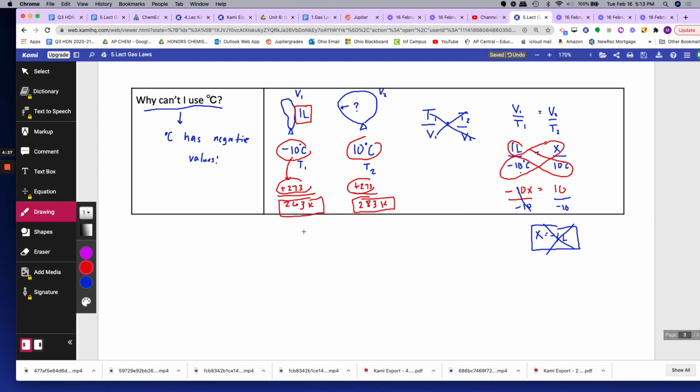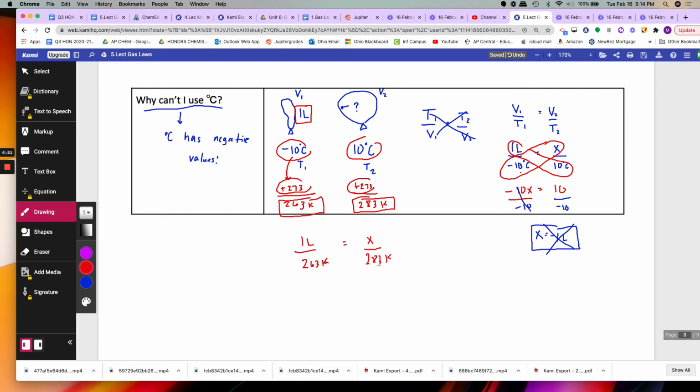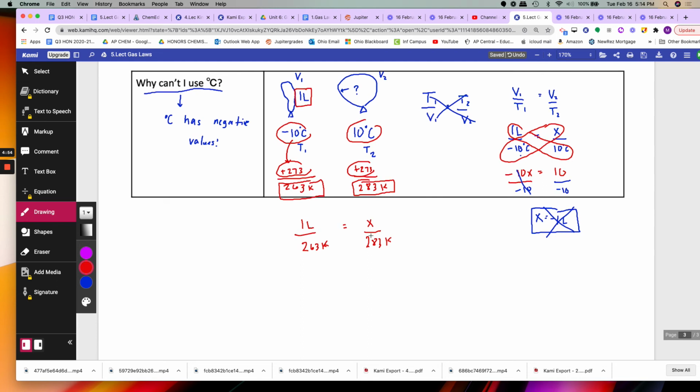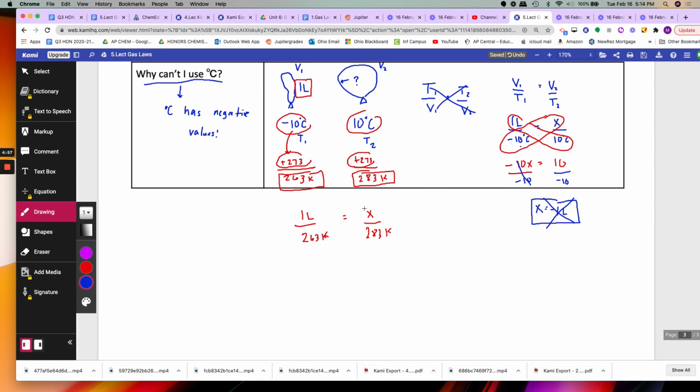So when you plug it in, you use 1 liter over 263 equals X over 283. And you can already see that as the 263 goes to 283, the 1 liter will also go up. Okay, so let's solve this problem. Cross multiply. 263x is equal to 1 times 283, which is 283. Divide by 263 on both sides. X is going to be 283 divided by 263 equals 1.08 liters.